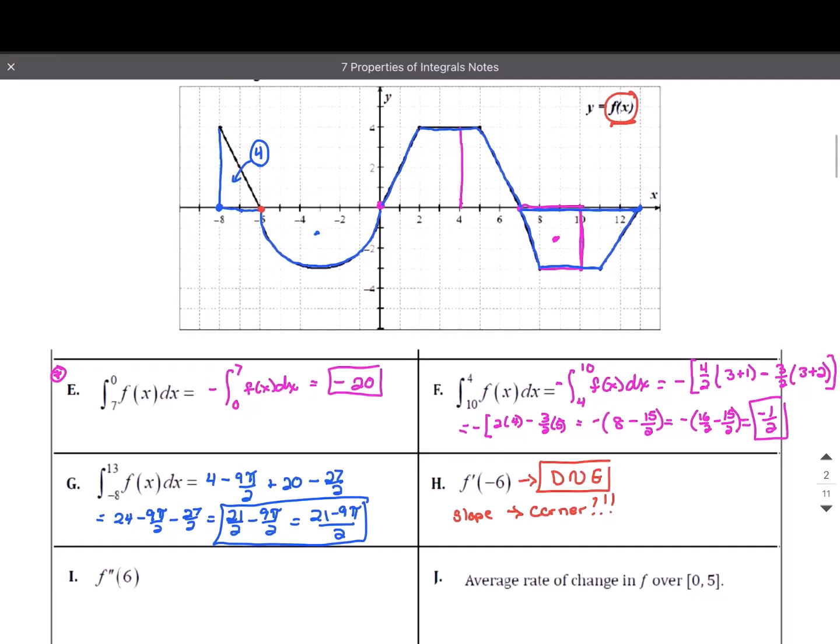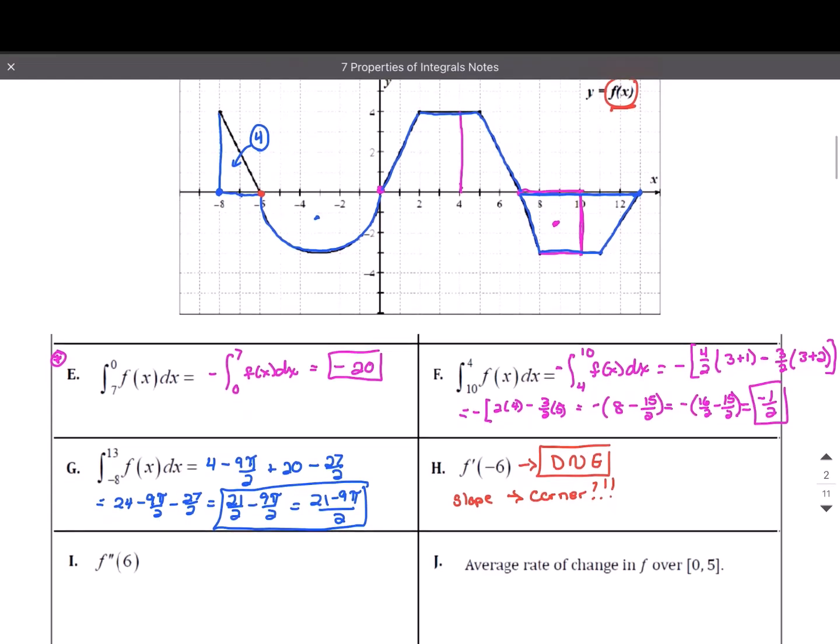Awesome. Now we want the second derivative at 6. Now remember, f of x is linear, right? It's a linear function here at 6. If you look at this piece where x is 6, that's a linear piece. So f of x is linear at x equals 6, which means the derivative of that is just a constant slope. So f prime of x is a constant. What's the derivative of a constant? Well, that's our second derivative, which has to be 0.